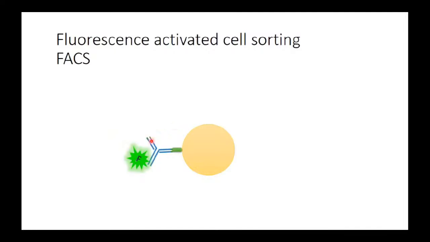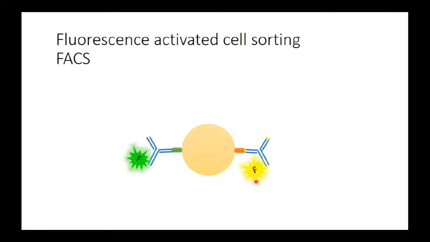Then if this cell only has a green fluorophore, we can know that this cell is expressing one protein, or the green protein. If the cell is emitting yellow light, then the cell is expressing only the second protein. And if the cell is emitting two lights, giving two signals on the two detectors, then we can say that the cell is expressing both proteins.